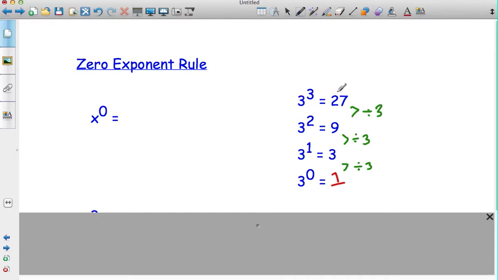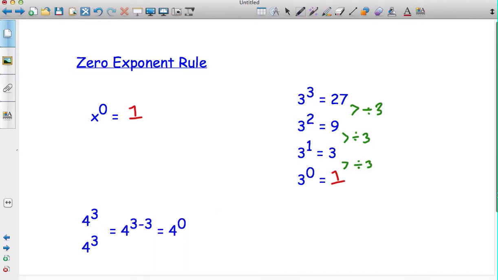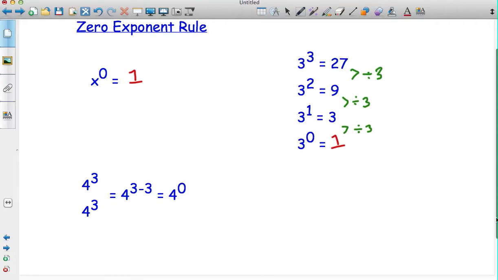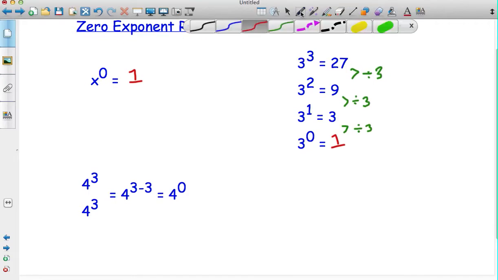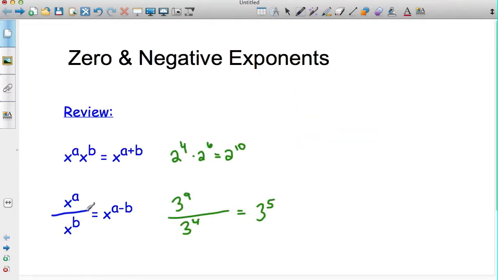This works for any number. As you work your way on down, the very last one ends up being 1. That's one explanation as to why x to the 0 is always going to be 1. The second explanation down here is the dividing rule. Using what we already know about the law of division for exponents, if I have 4 to the 3rd over 4 to the 3rd, that is going to be 4 to the 3 minus 3. Remember, for any division problem you subtract the two exponents and you end up with your answer.